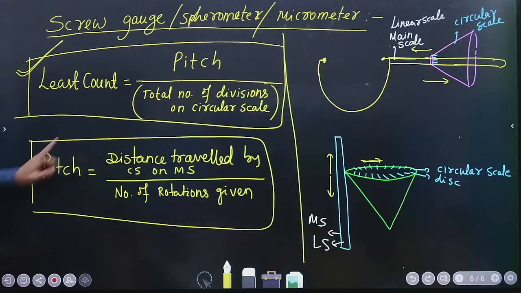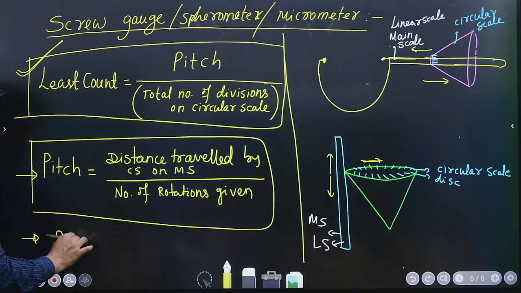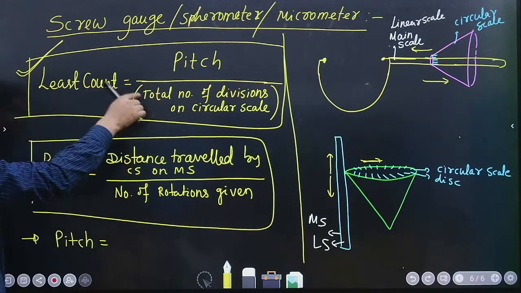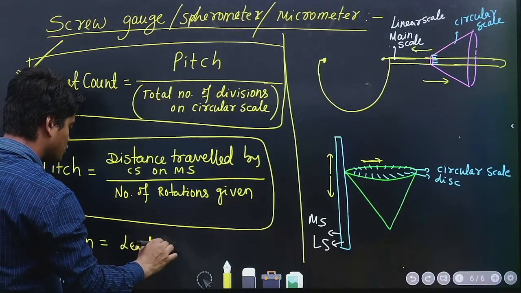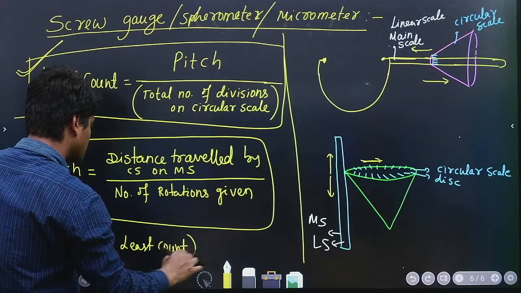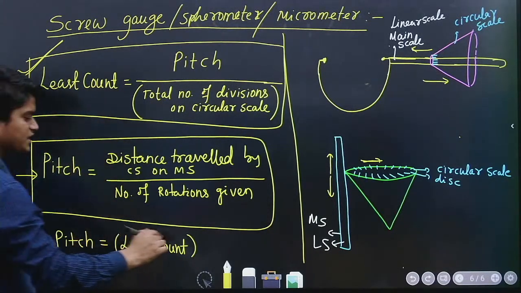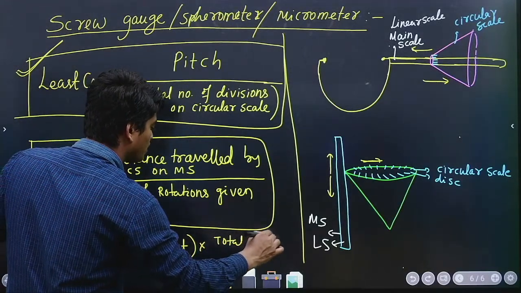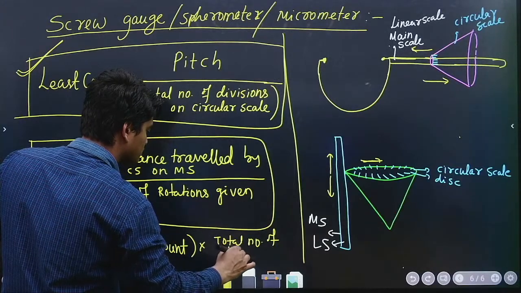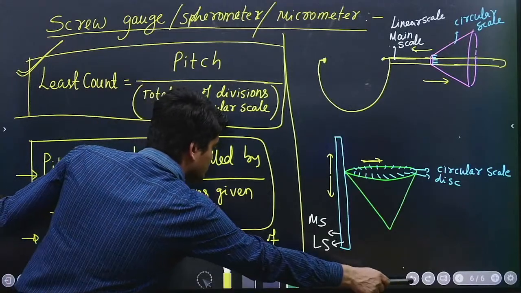Suppose you want to find the pitch here, what formula can I write? Tell me, pitch how much? Least count. Very good. Sometimes in a question, the least count is mentioned. Now you want to find the pitch. Least count into what? Total number of divisions on the circular scale.